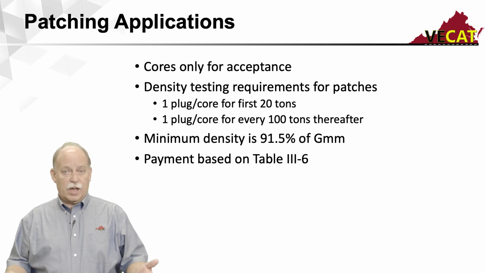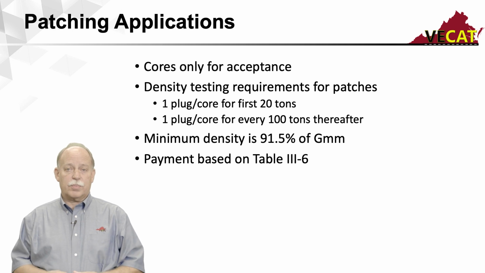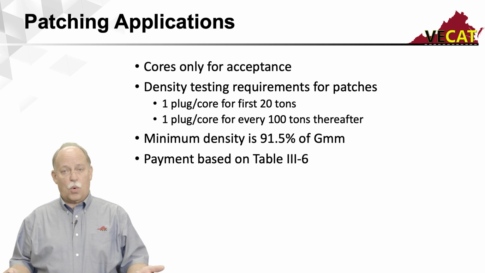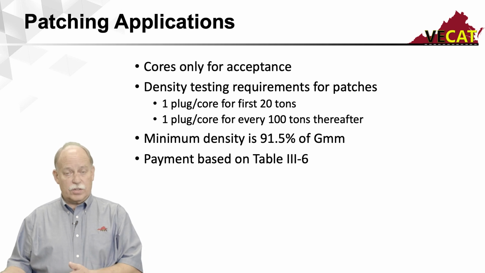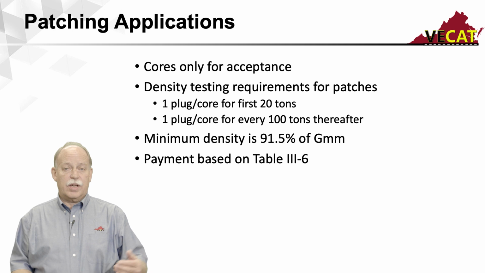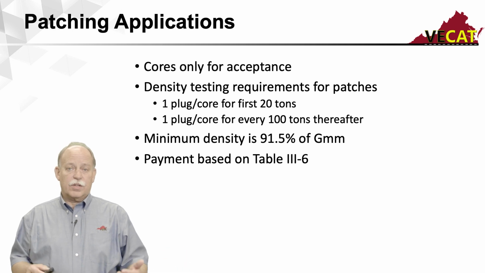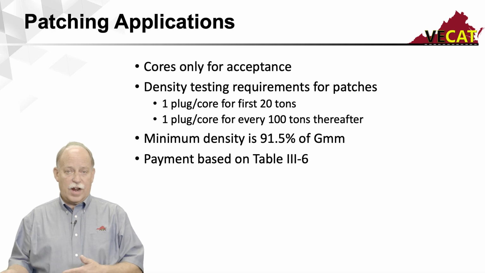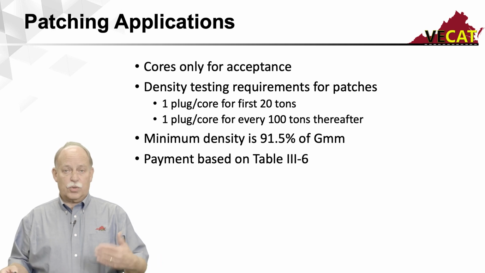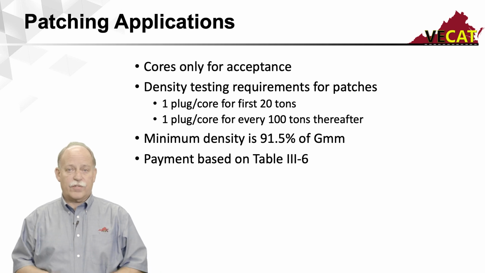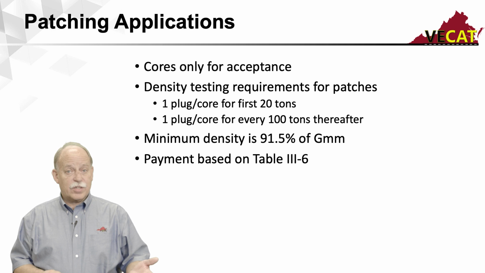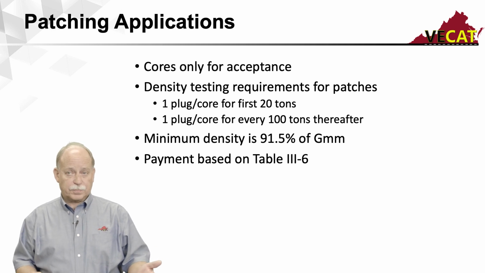You don't have the ability, obviously, to set up a roller pattern and control strip, so you're going to use cores for this. And you're going to do, in this case, one plug or core for the first 20 tons. So now you're basing it off of tonnage as opposed to linear feet. So the first 20 tons, you're going to get a core, and then for every 100 tons thereafter, you're going to get another core. So you'll do one at the very beginning in the first 20 tons, and then for every 100 tons thereafter, you'll be getting a core. And that has to meet a minimum density of 91.5 of GMM.